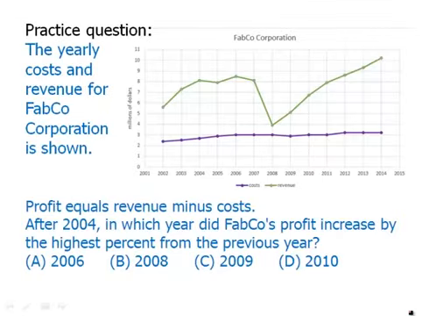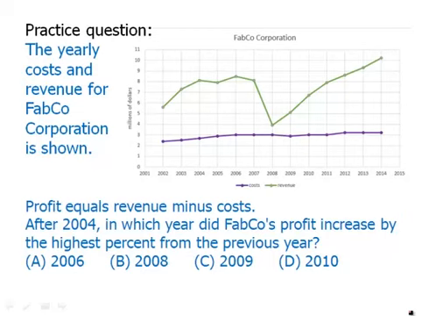Here's a practice question with a time graph. Pause the video, work on this, and then we'll talk about this. Okay, so the yearly costs and revenue for FabCo Corporation is shown. So it looks like the costs, the purple line, stay more or less flat along the bottom, where the revenues seem to be fluctuating wildly. They're kind of going up.